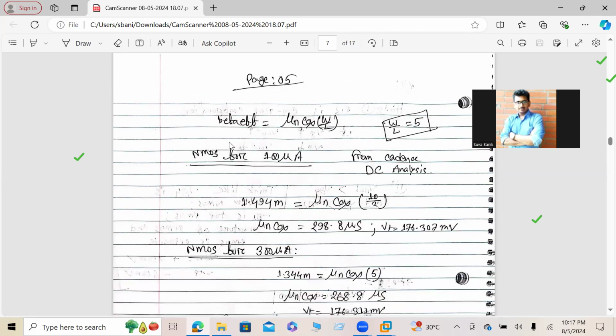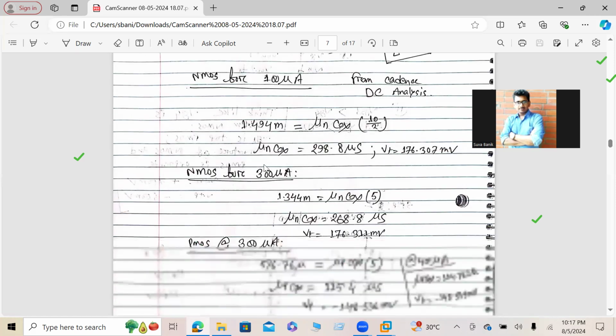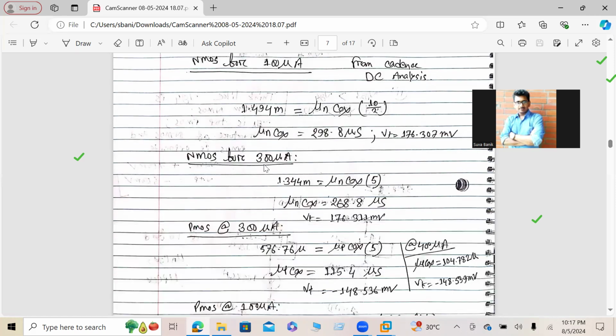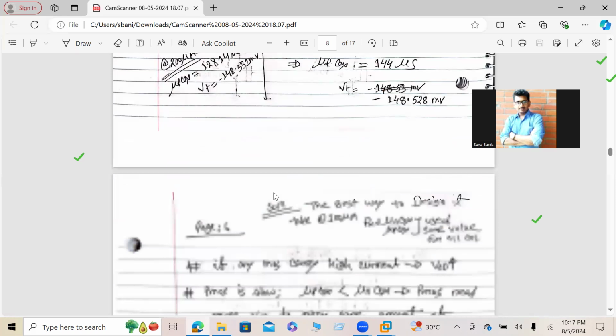So what is beta effective? Beta effective is mu Cox W by L. This is the formula. Let's say my beta effective is 1 milli. Then how can we calculate mu and Cox? We already know W by L. In my case, it is 5. In your case, it may be different. So we just divide 1 milli by 5, then we can find mu n Cox. And if it is PMOS, then we can find mu p Cox, right?